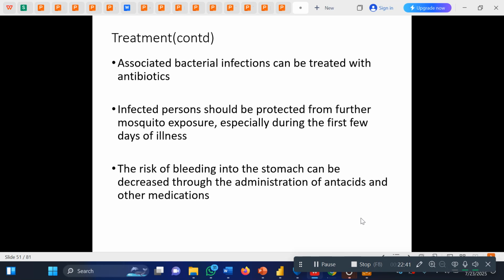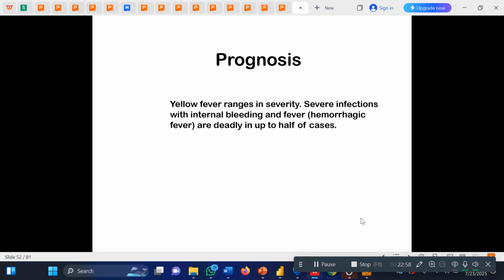Associated bacterial infection can be treated with antibiotics. Infected persons should be protected from further mosquito exposure, especially during the first few days of illness. The risk of bleeding into the stomach can be decreased through the administration of antacids and other medications. The prognosis of yellow fever ranges in severity. Severe infections with internal bleeding and fever are deadly in up to half of cases.